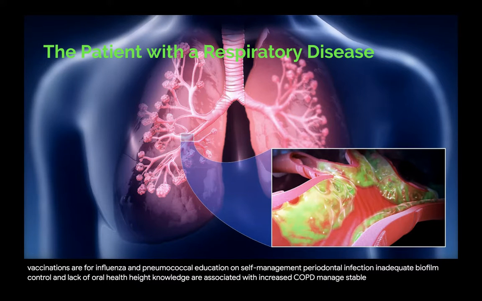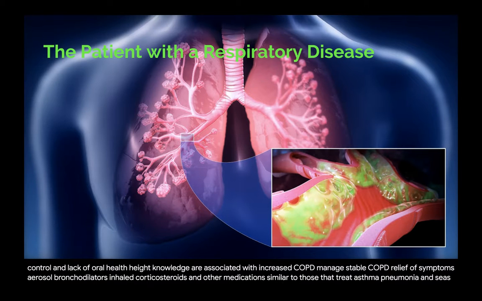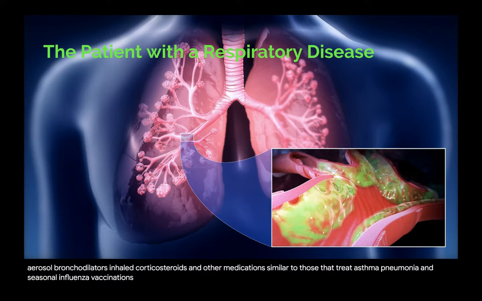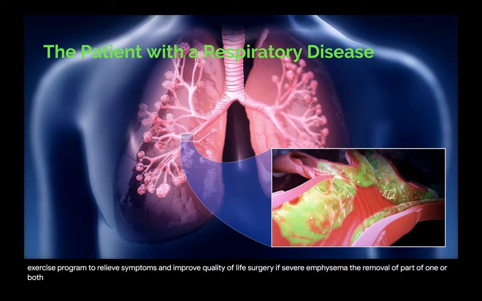Manage stable COPD. Relief of symptoms: aerosol bronchodilators, inhaled corticosteroids, and other medications similar to those that treat asthma. Pneumonia and seasonal influenza vaccinations, antibiotics for infectious exacerbations, pulmonary rehabilitation, including a structured exercise program to relieve symptoms and improve quality of life. Surgery: if severe emphysema, the removal of part or one or both lungs may result in more space for the remaining lungs to function.